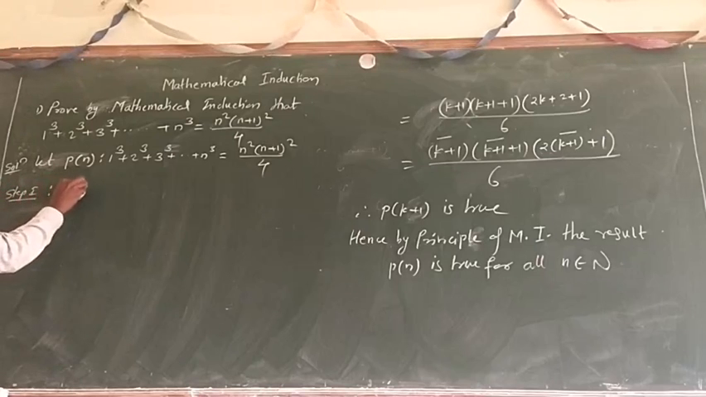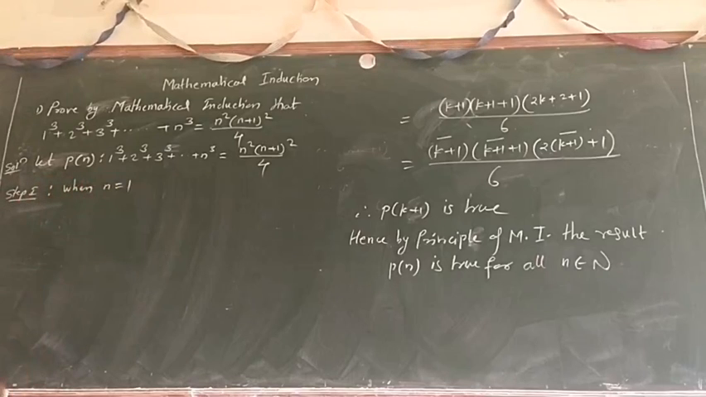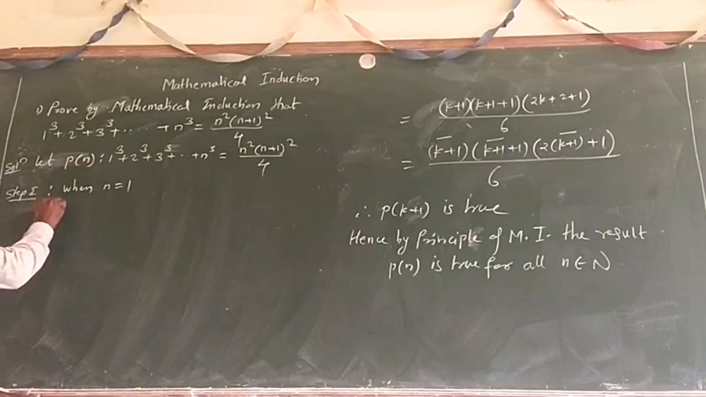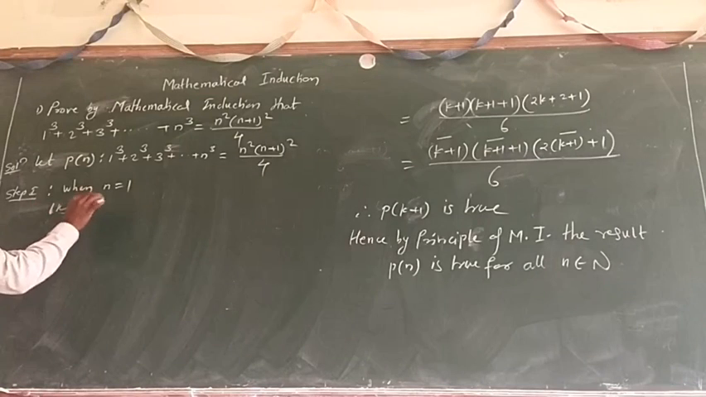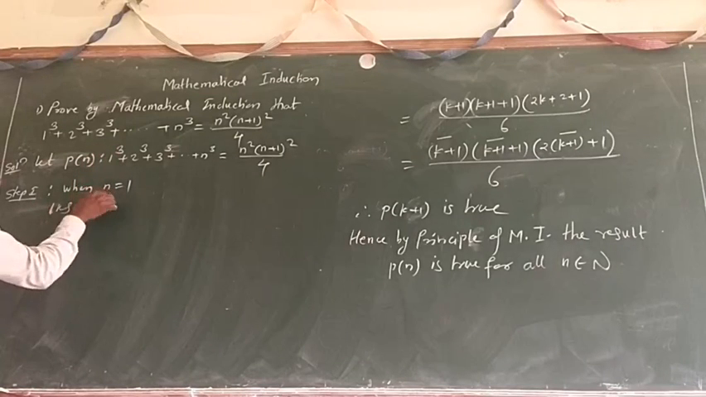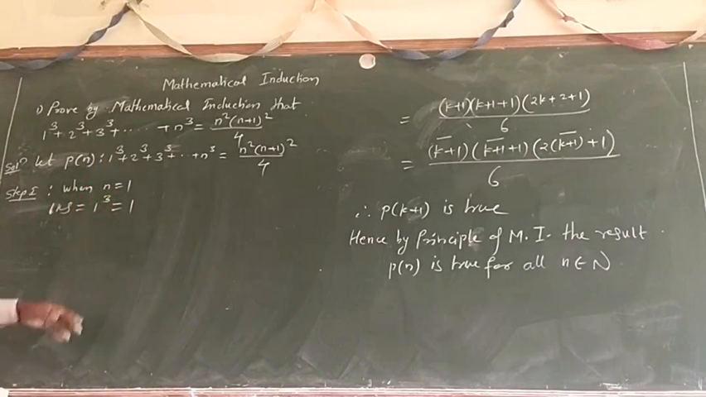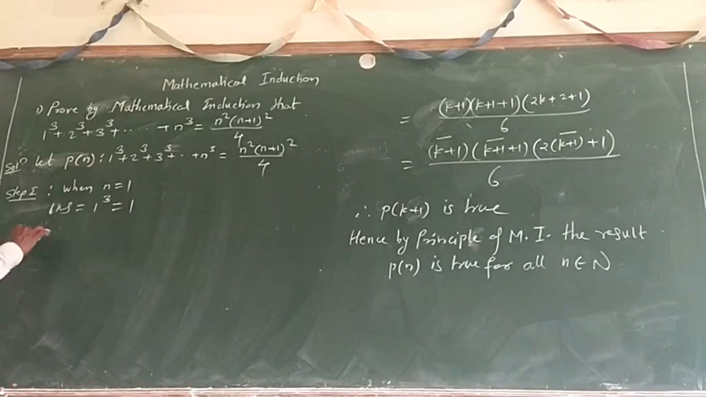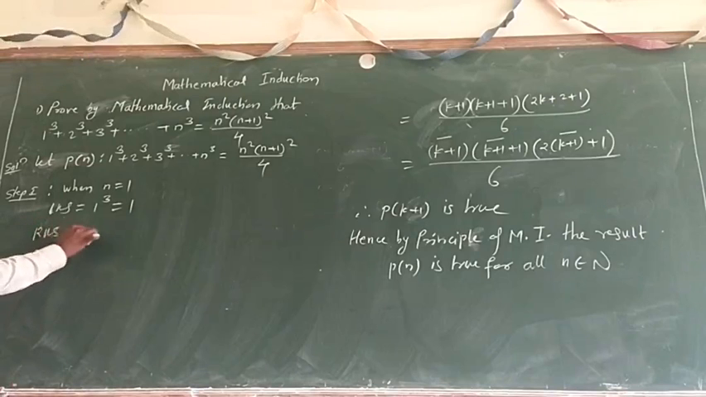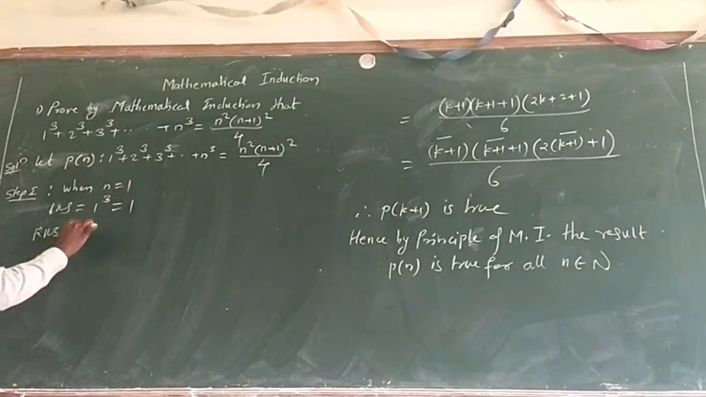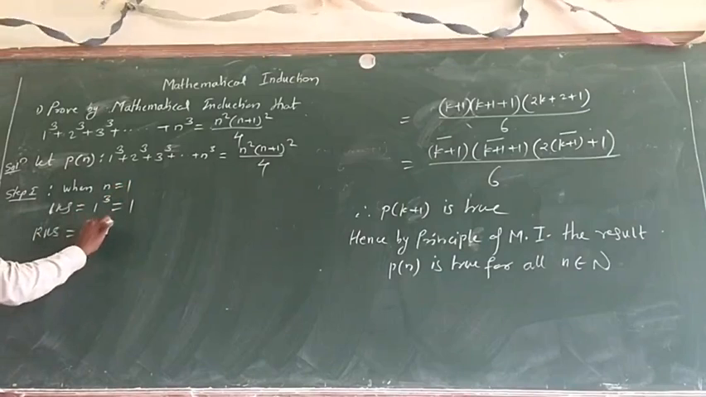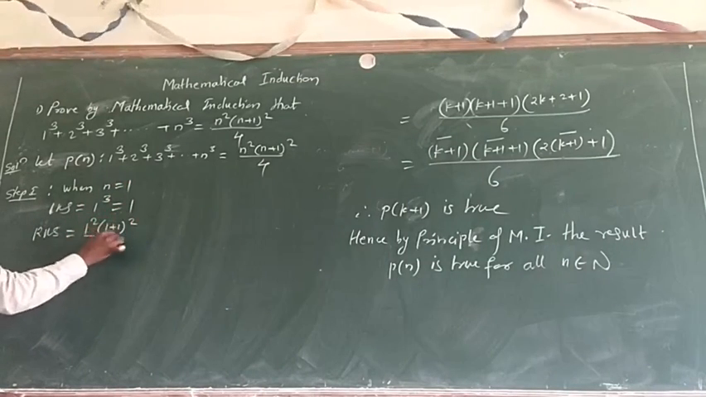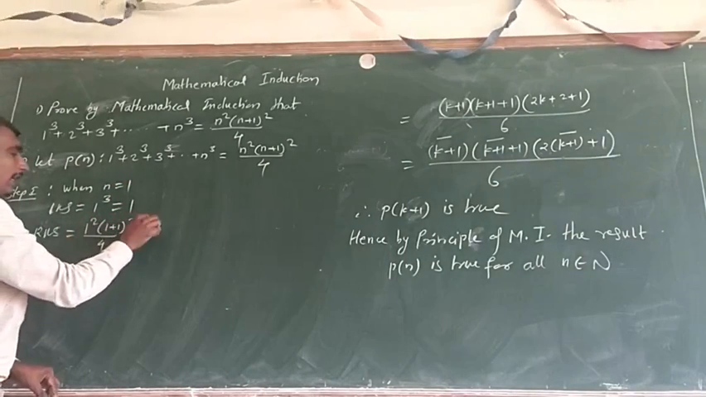when n is equal to 1, that is, verify whether the result is true for n equal to 1. When n is equal to 1, LHS, that is, left hand side, is equal to, for the first term, 1 cube, that is 1. We take only the first term, 1 cube, which is 1, and the RHS, that is n equal to 1, means 1 square into bracket 1 plus 1 square by 4.